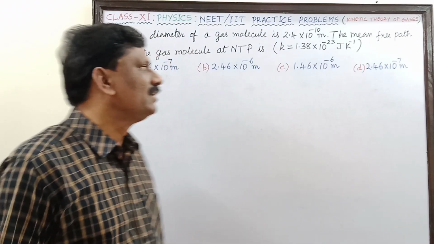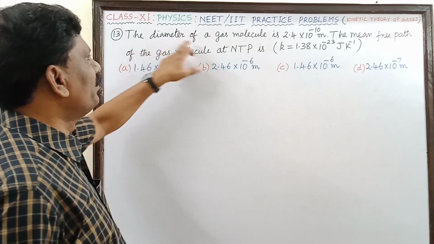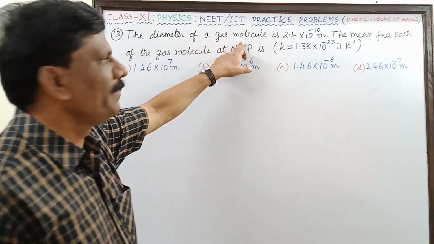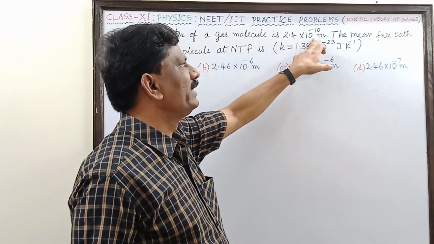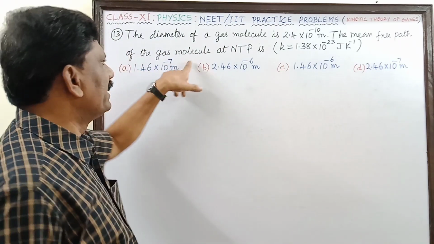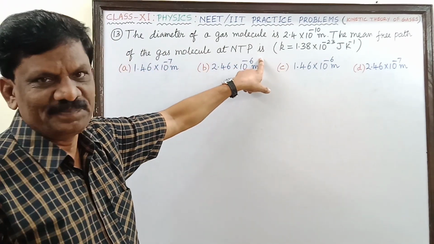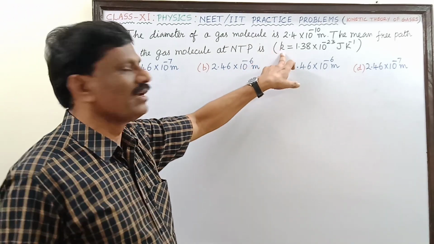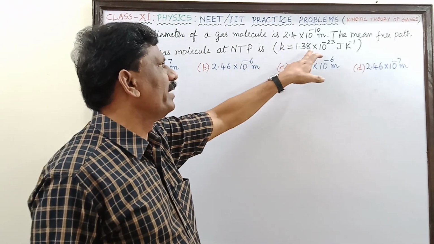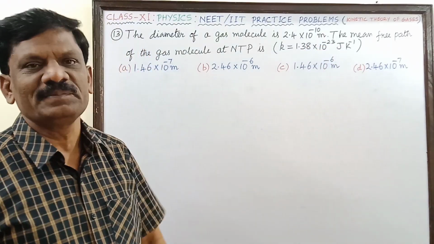Hi students, MCQ number 13. The diameter of a gas molecule is 2.4 × 10^-10 meter. The mean free path of the gas molecule at normal temperature and pressure has to be determined. The value of Boltzmann constant is given as K = 1.38 × 10^-23 joule per Kelvin.